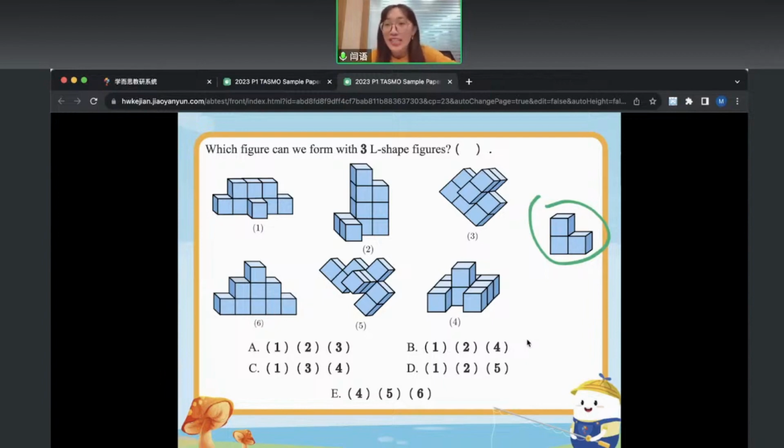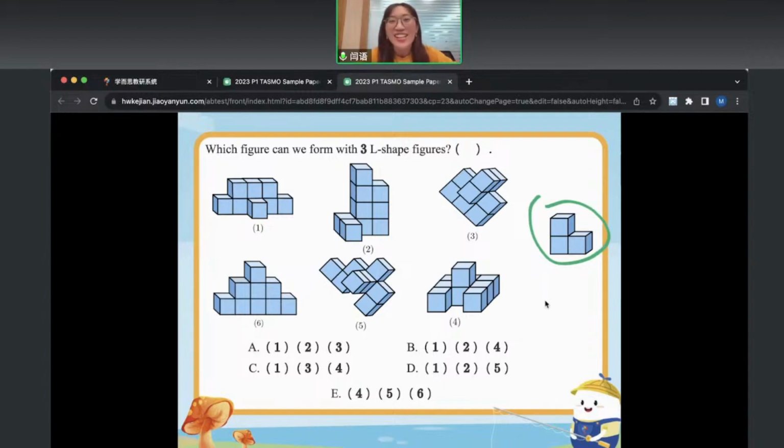A, B, C, D, E. Which one? Everyone? Do you have the answer? Which one? A? Are you sure? A? Oh, I see. Oh, so many of you. Okay, so many students choose A.